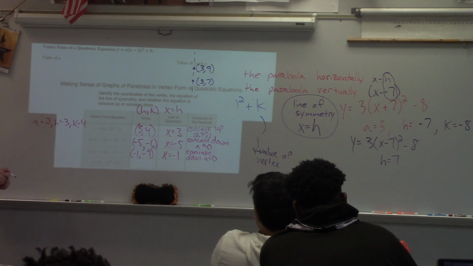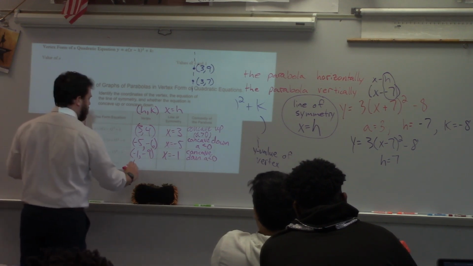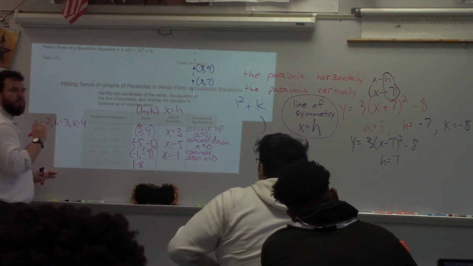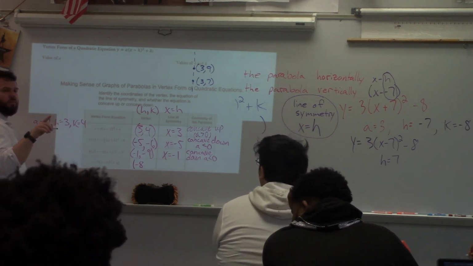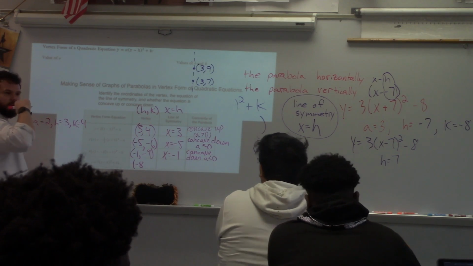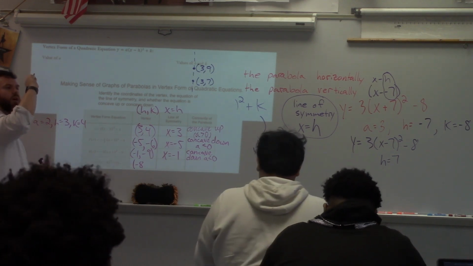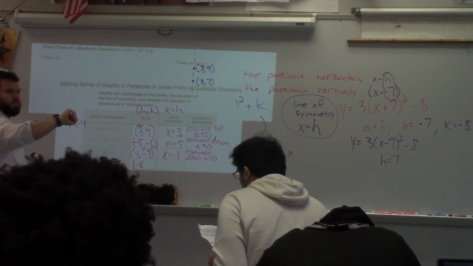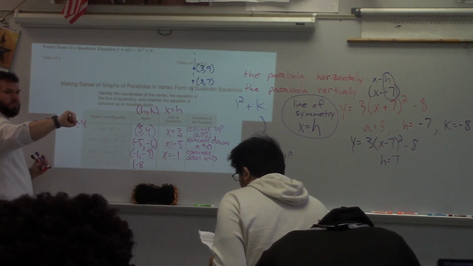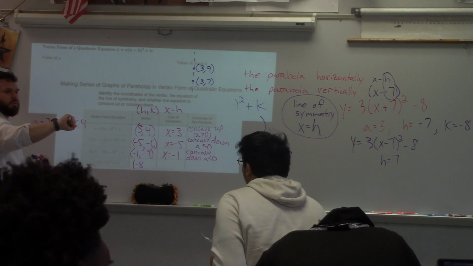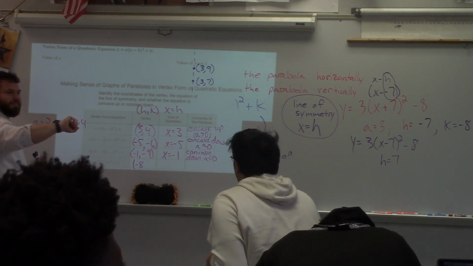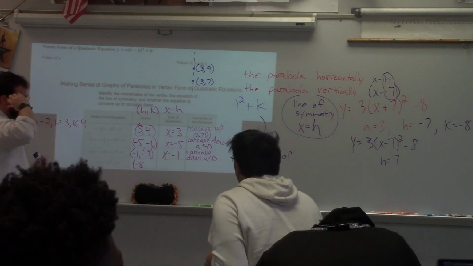In the next one, vertex. -8. No. It's positive 8. Why do you say it's positive 8? If you look at the vertex form, it's y equals a times parentheses x minus h, and the h. It's because it's not a plus sign.